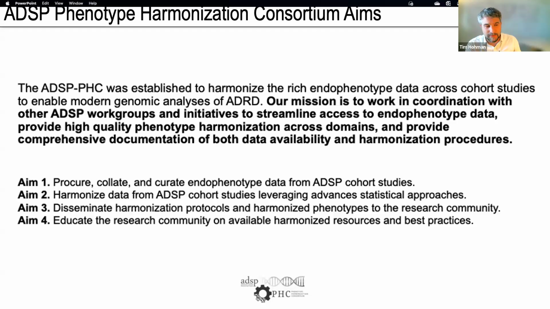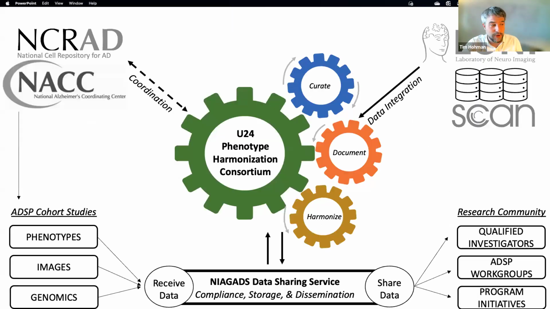So we had 4 aims in this project: to procure, collate, and curate endophenotype data from all the cohort studies that are in the ADSP, to harmonize those data, to disseminate those protocols and the harmonized phenotypes, and to educate the research community. So I'm going to tell you a little bit about some of the things that we've been doing in this space, and hopefully that'll generate some conversation around opportunities and challenges that we've seen in our work on common data elements and generating harmonized data.